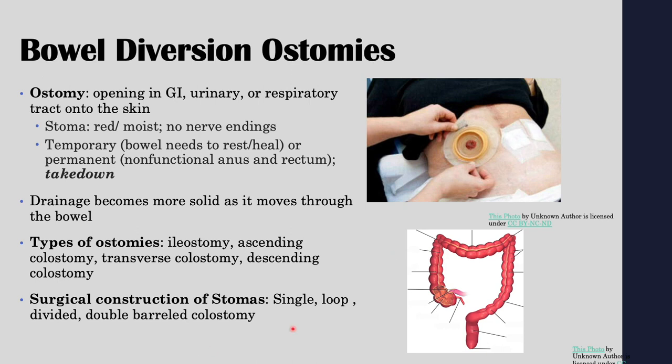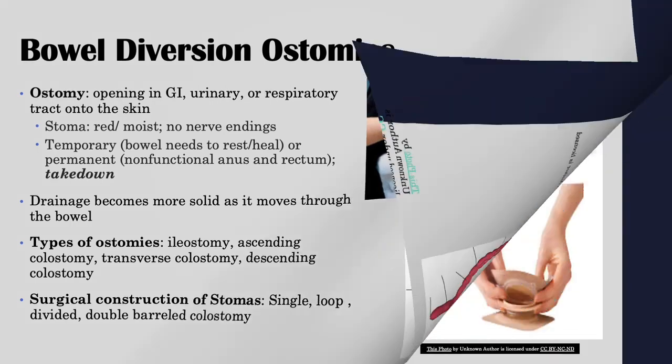And then you have different types of surgical constructions of stomas. You can have single, which means that just one end of the intestine is pulled out onto the surface, and they say that these are usually permanent. Permanent stomas or ostomies are done because of a non-functional part. So you have single, loop, divided, and double barreled, and those are the different types of constructions. You can read more about them on pages 1218 and 1219.